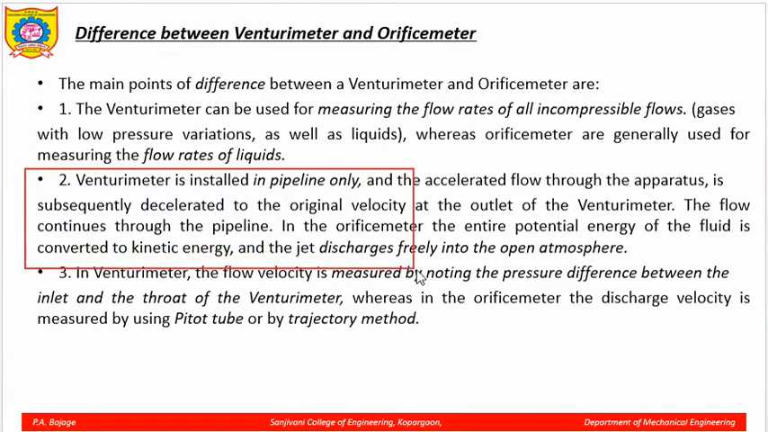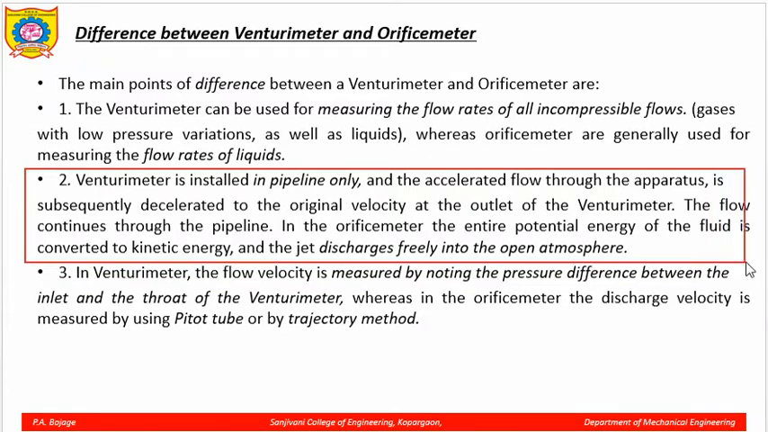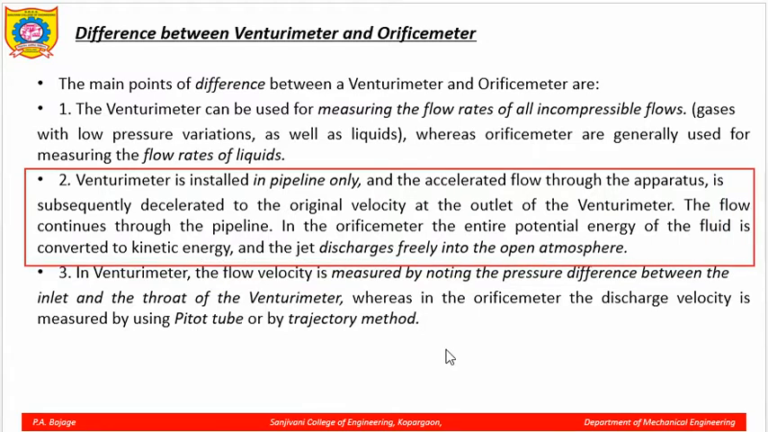Venturimeter is installed in a pipeline only, and the accelerated flow through the apparatus is subsequently decelerated to the original velocity at the outlet of the venturimeter. The flow continues through the pipeline.